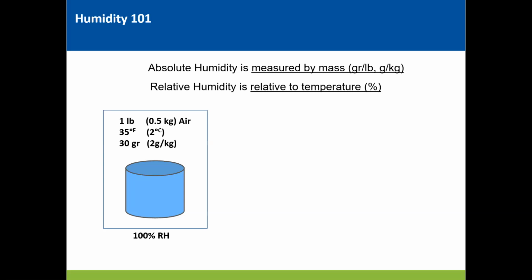So if we take a simple example here to illustrate this, say we have 1 pound of air or half a kilogram, and it's relatively cold, we'll say about 2 degrees centigrade, 35 Fahrenheit, and fully saturated. So this air is 100% relative humidity. It can't hold any more moisture inside the air. Any additional moisture after this point would exist as a fog or a cloud of particles that do not actually evaporate. So this corresponds to about 30 grains per pound or about 2 grams per kilogram.